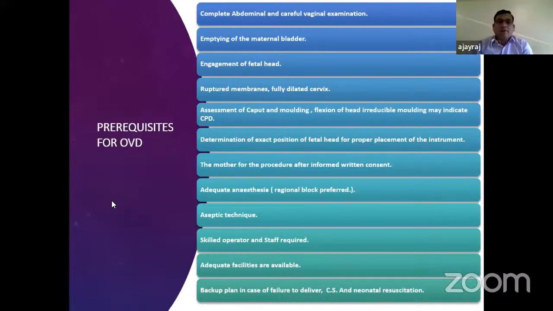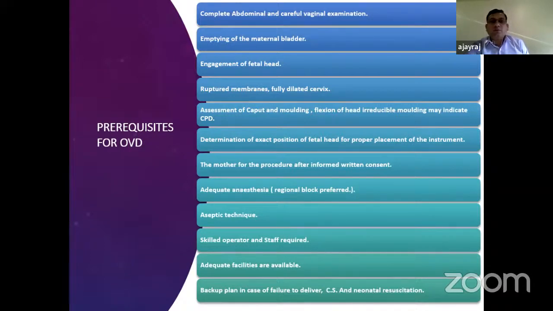should be very well trained to perform such kinds of operations, and also his or her staff should be well acquainted with the procedures of operative vaginal delivery, neonatal resuscitation, and other things if required. Adequate facilities should be available. If blood or anesthetics or all these things are required, then that should be kept in hand. Backup plan in case of failure to deliver.